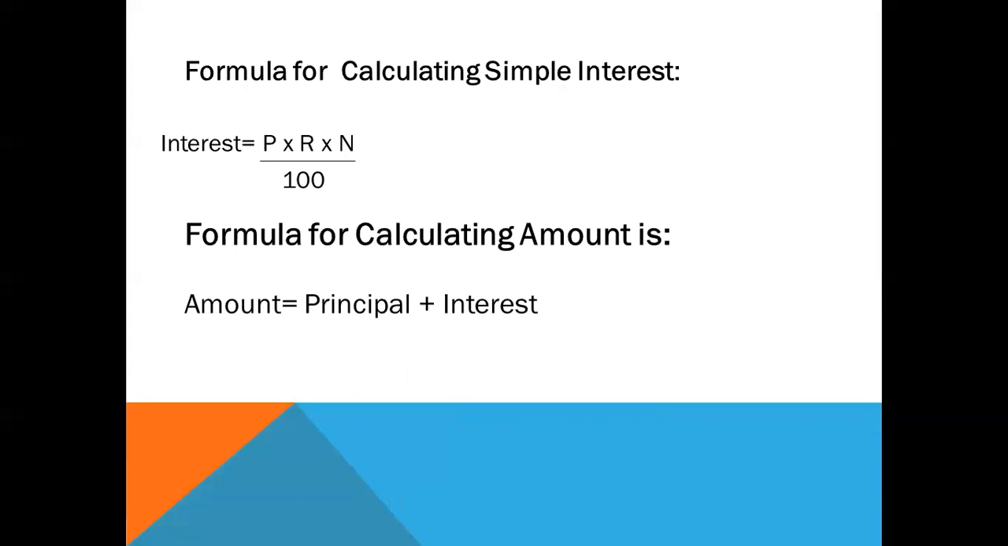Now what's the next formula? The next formula is for calculating the amount. What's amount? Amount is the total amount which we pay, which includes both principal plus interest. And for calculating interest, only the interest amount is calculated. So for calculating the amount, the formula will be amount equals principal plus interest. This is the total amount which is received by a depositor.